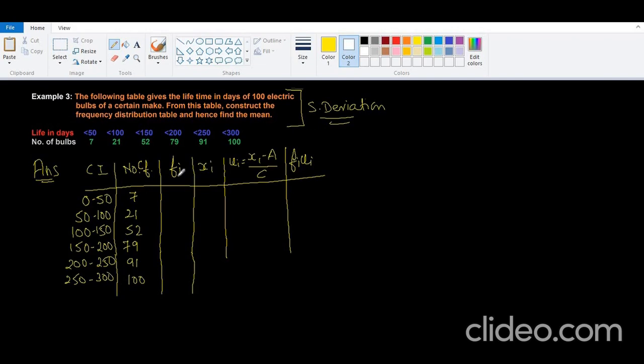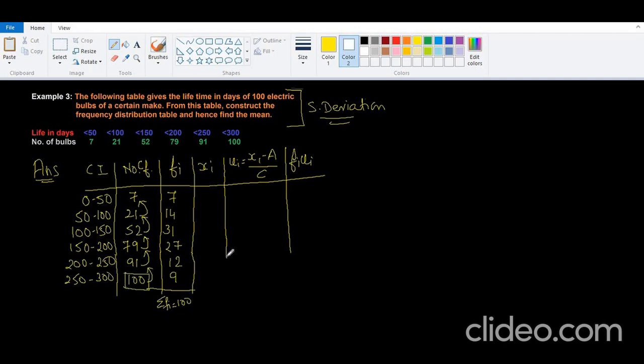So here Fi you have to find out. 7 remains as it is. 21 minus 7 is 14. 52 minus 21 is 31. 79 minus 52 is 27. 91 minus 79 is 12. And 100 minus 91 is 9. So here sigma Fi is equal to 100, because the last cumulative frequency is 100.